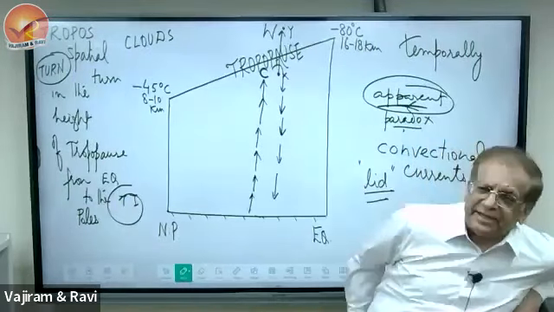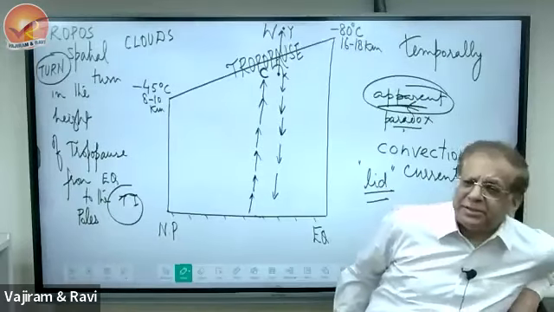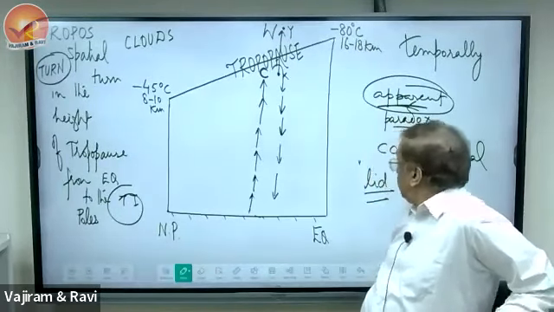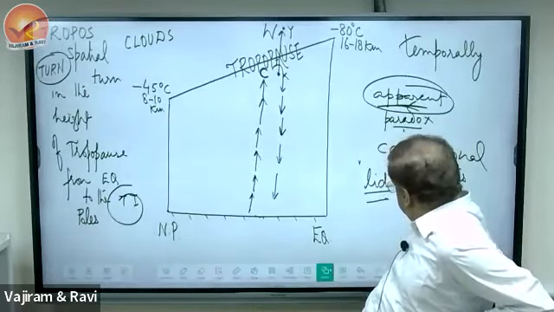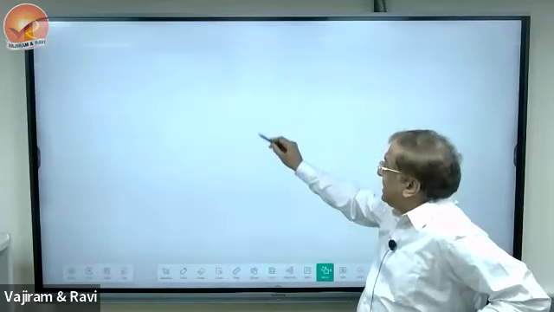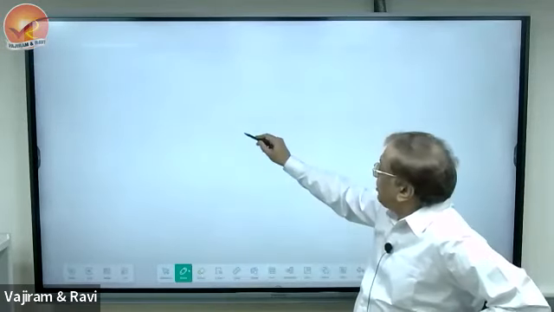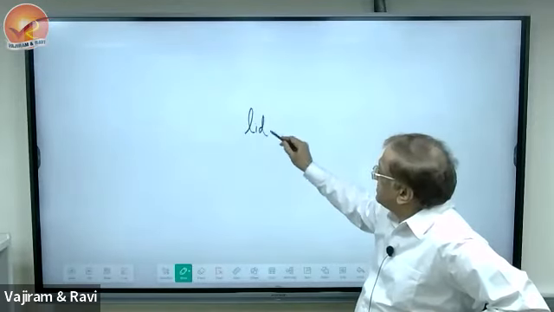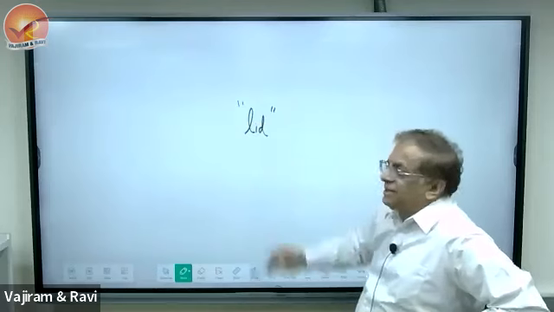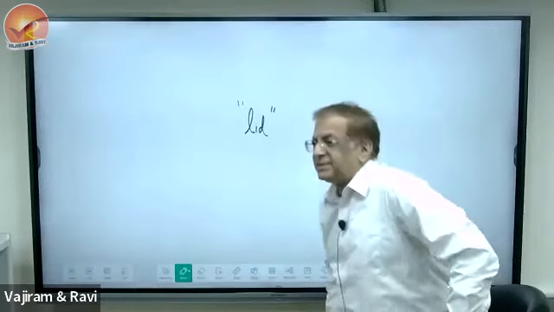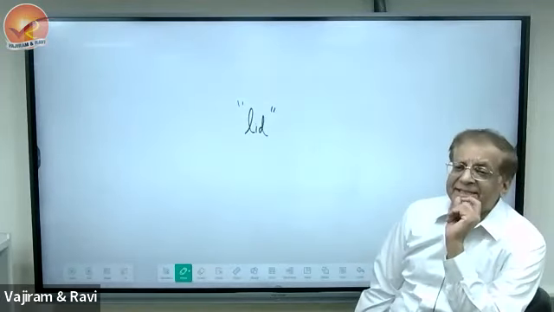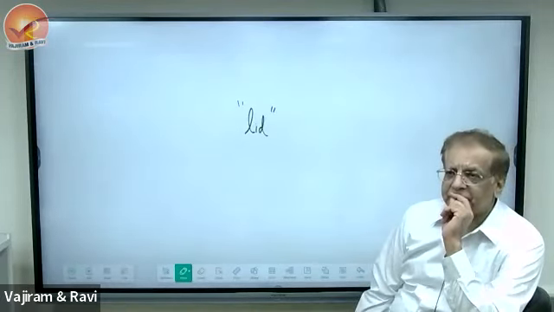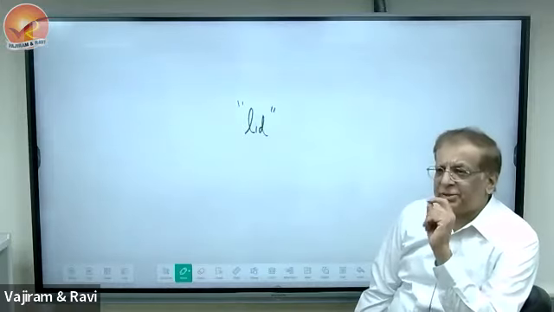Please write for the next point. Tropopause acts as the "lid". When you write the word lid, write it within inverted commas, because generally this word is not used here. So please write, the tropopause acts as the "lid" of the troposphere.